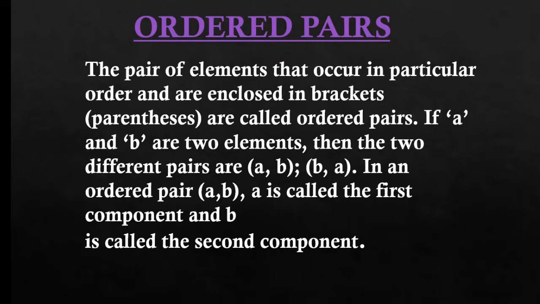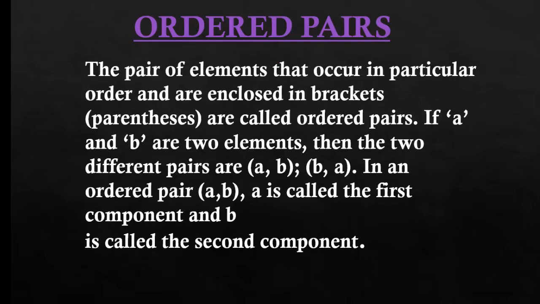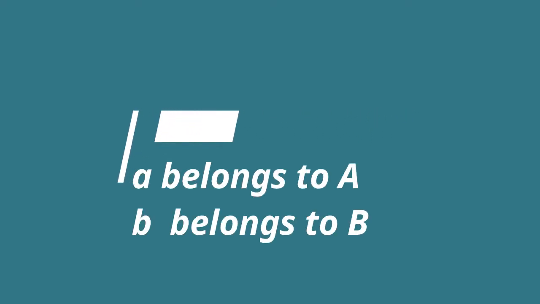What does it mean? It means that whenever we have two elements enclosed in brackets, what type of brackets? Parentheses, or round or small brackets you can say. Those two elements are called an ordered pair. And what type of elements are they? They are the elements of the two sets. The first element belongs to the first set and the second element belongs to the second set of that ordered pair.